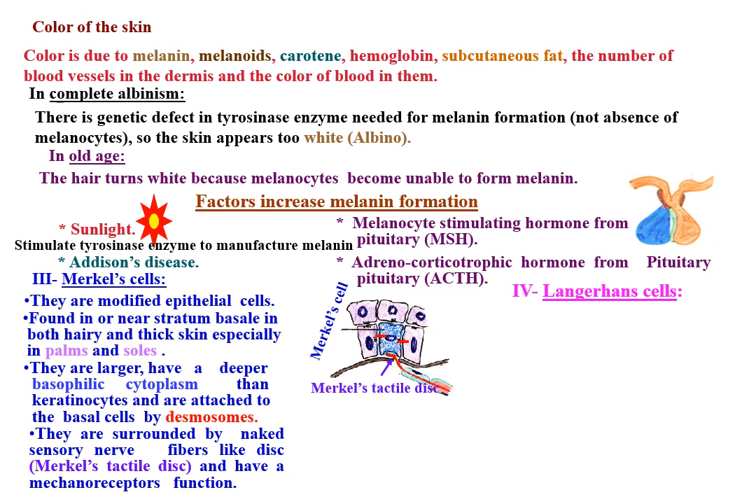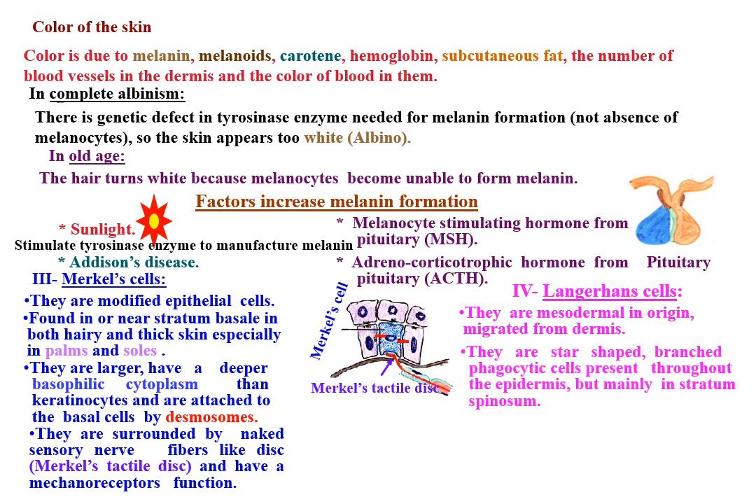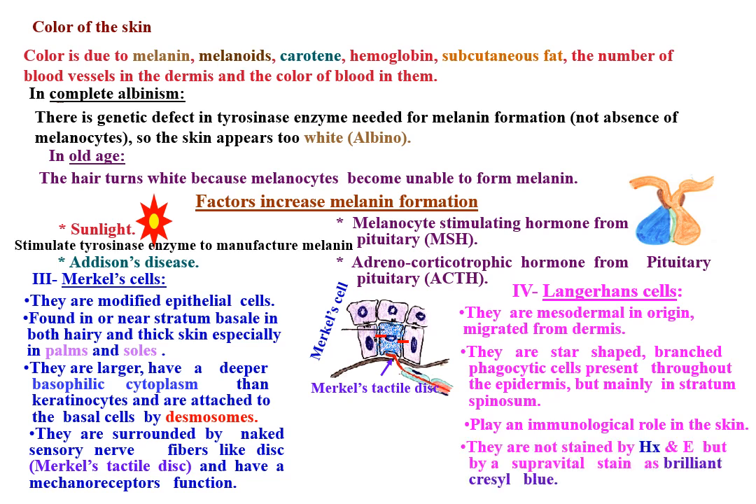Other cells are Langerhans cells. They are mesodermal in origin, migrated from the dermis. They are star-shaped, branched, phagocytic cells present throughout the epidermis, but mainly in the stratum spinosum, and play an immunological role in the skin. They are not stained by hematoxylin and eosin, but need a special supravital stain, such as brilliant cresyl blue.